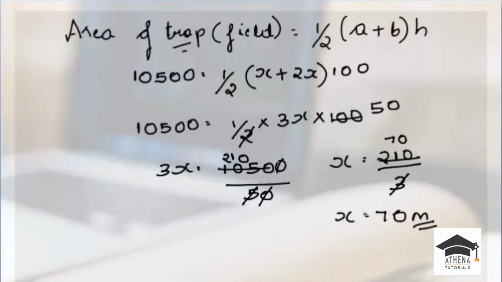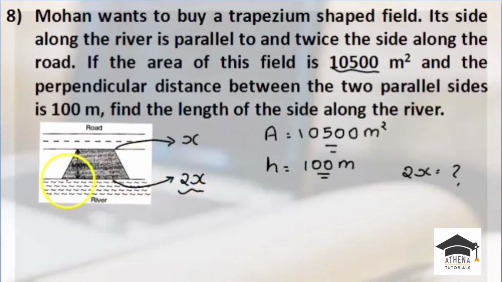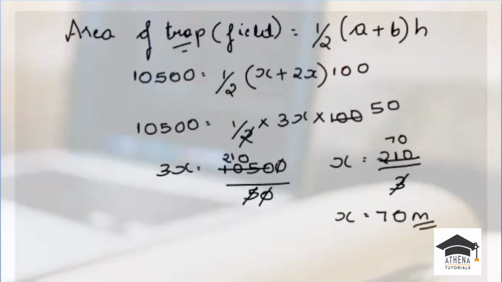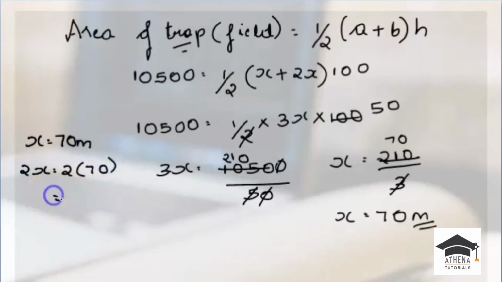We need to find the value of 2x. That is the side along the river. We need to find this side 2x along the river. We got to know the value of x, so let's do the multiplication. So x is equal to 70 meters. So 2x will be 2 into 70. That will be 140 meters. I hope you have understood this question.